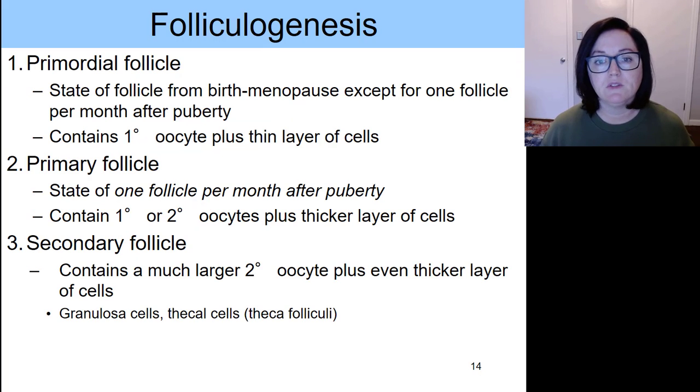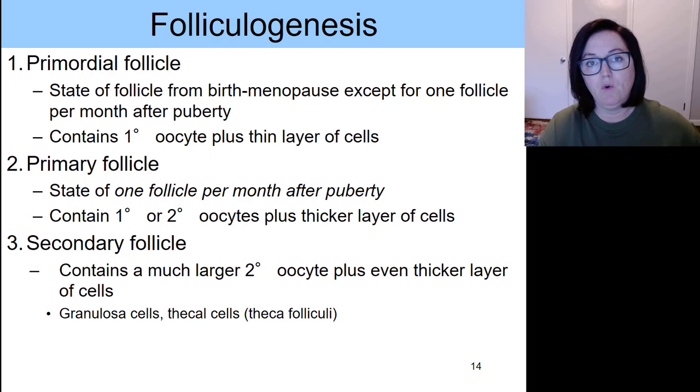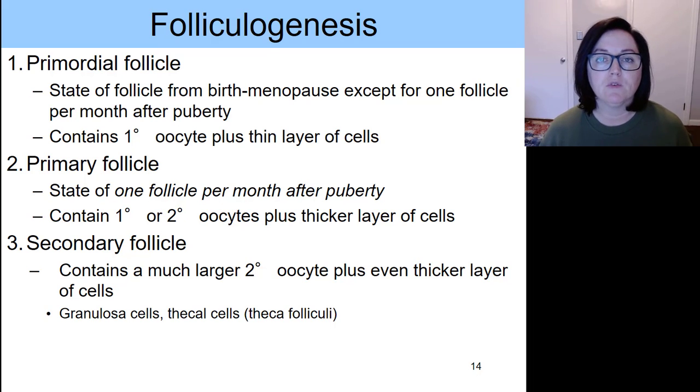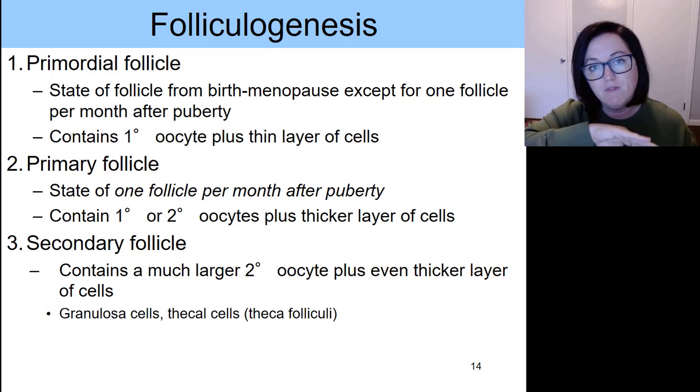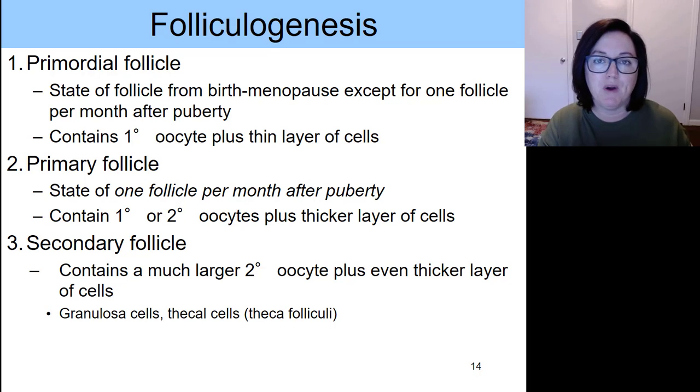The primordial follicle is the state of follicles in the ovaries. Most of the follicles, whether we're looking at a very young female or an older female, are in the primordial stage. So the primordial follicle is actually the state of the follicle from birth to menopause, with just one exception, monthly after puberty. We'll talk about that more in a minute. The primordial follicle tends to contain a primary oocyte plus a very thin layer of cells surrounding that primary oocyte.